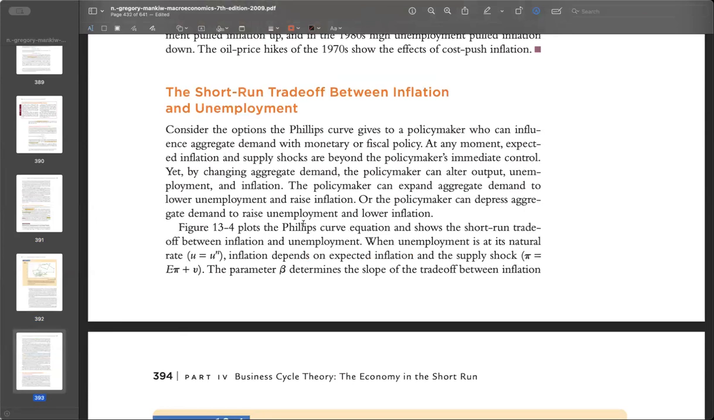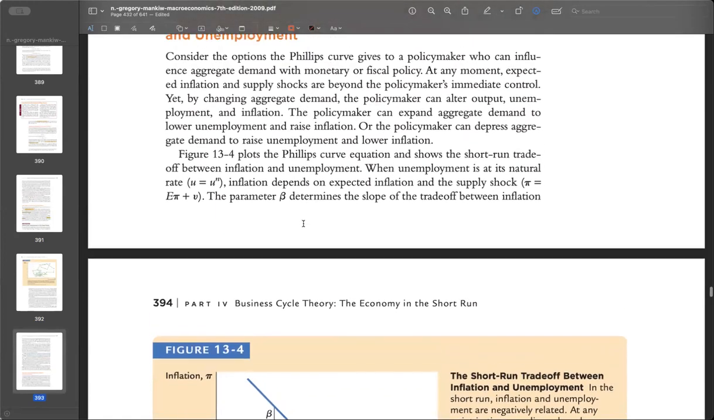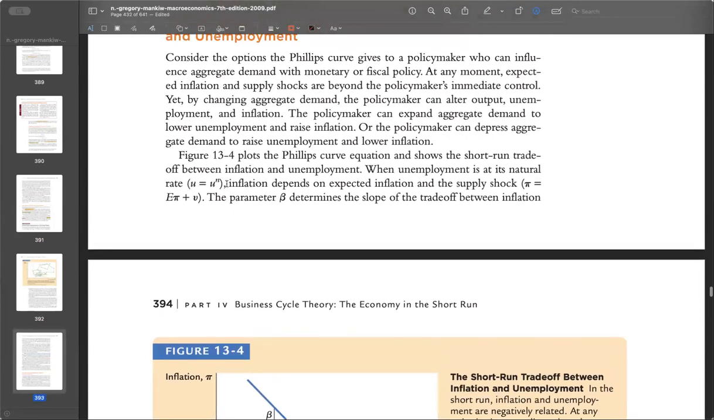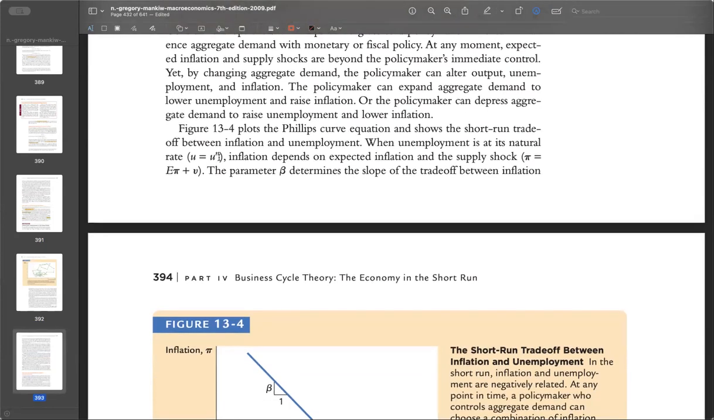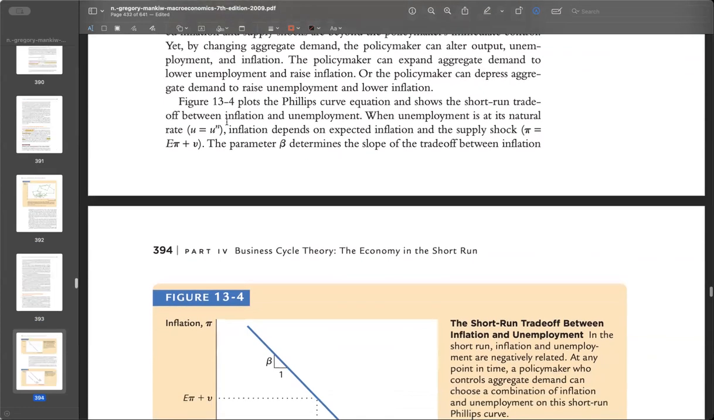Okay, so now we get to one of the key ideas for the Phillips curve, which is the short-run trade-off between inflation and unemployment. So the Phillips curve, it should be clear that there is this negative inverse relationship between unemployment and inflation, given some value for UN. So let's look at figure 13-4.